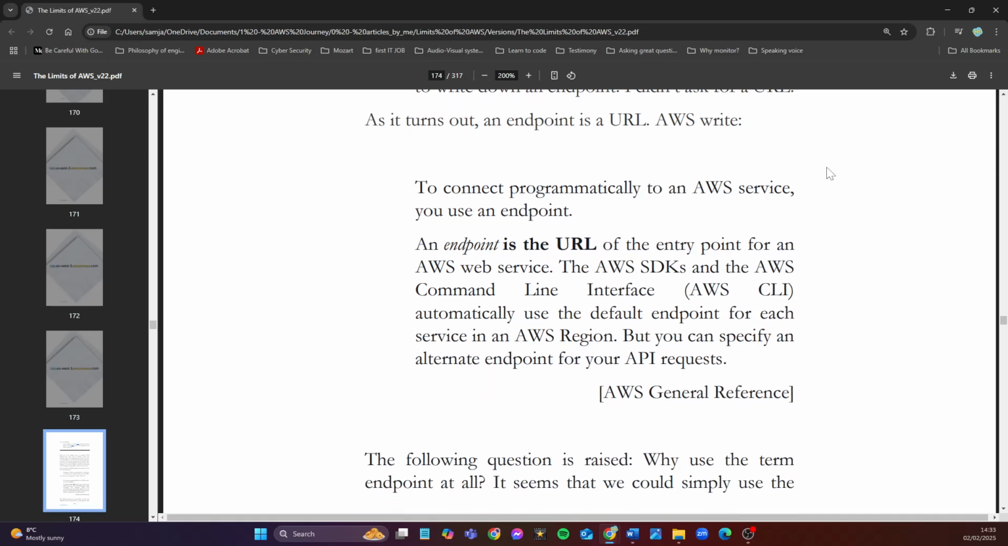AWS write, to connect programmatically to an AWS service, you use an endpoint. An endpoint is the URL of the entry point for an AWS web service. The AWS SDKs and the AWS command line interface automatically use the default endpoint for each service in an AWS region. Okay, so they do use endpoints. If you've used the CLI, you've used an endpoint behind the scenes. But you can specify alternate endpoints for your API requests. You don't have to use the default endpoint that gets used.